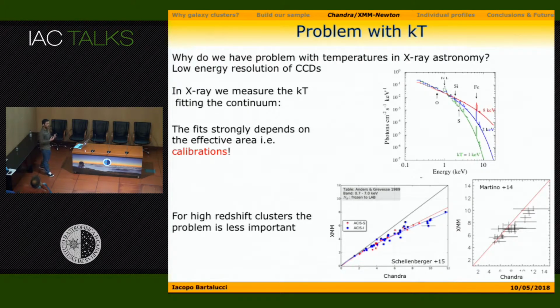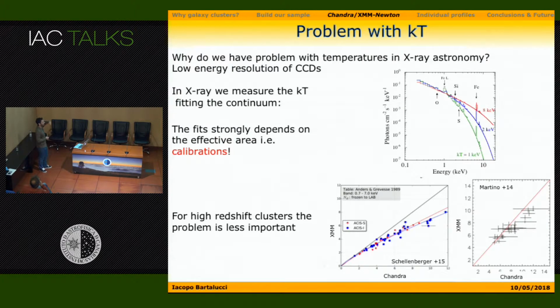The problem is that when you are fitting the continuum, you are very sensitive to the effective area, and so you are very sensitive to the calibration of the instruments. So very small differences in the calibration of the instruments give birth to very high differences in the temperature.